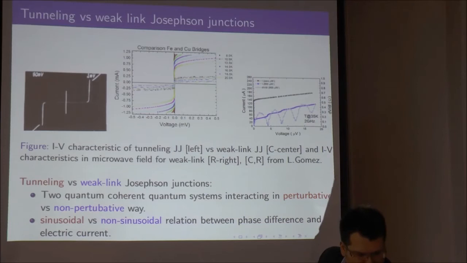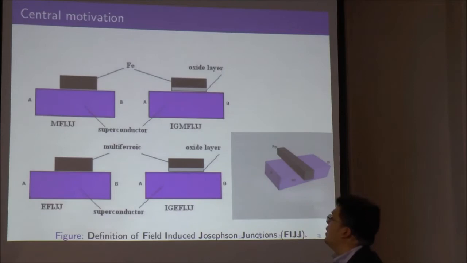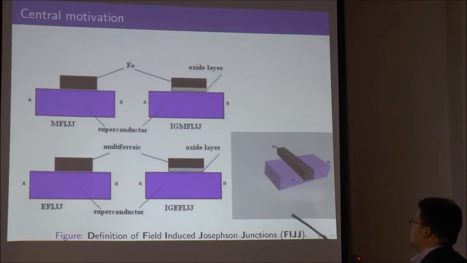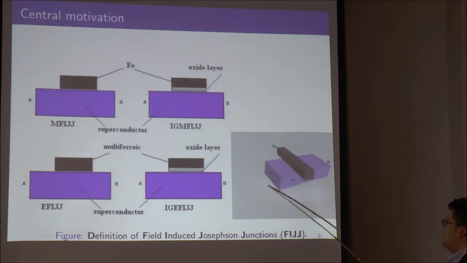Alright, so now I finally finished the general introduction, and I move to a more specific subject, which is a definition of field-induced Josephson junction. So basically the idea is to place a ferromagnetic strip on the top of a superconducting strip and to look for transport properties between points A and B.